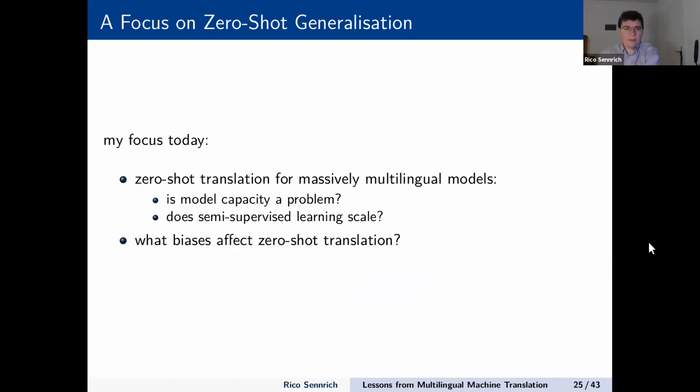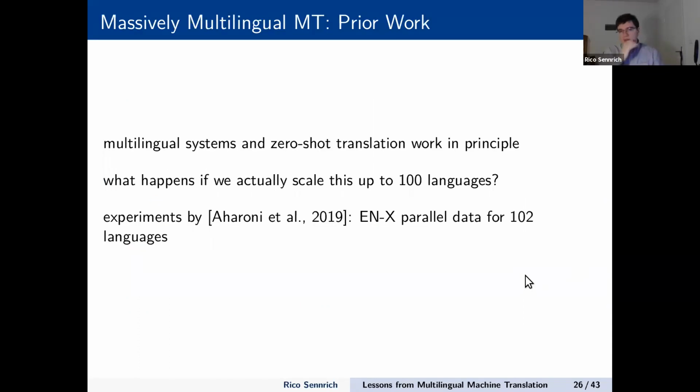So today I want to talk a bit about how well this works in practice in massively multilingual models, and what biases there are. There was some previous work by colleagues from Google who've been looking at scaling this up. The first couple of papers were just showing that this zero-shot translation works in principle when you have a handful of languages. But to be really useful, we want this to scale up to like 100 languages.